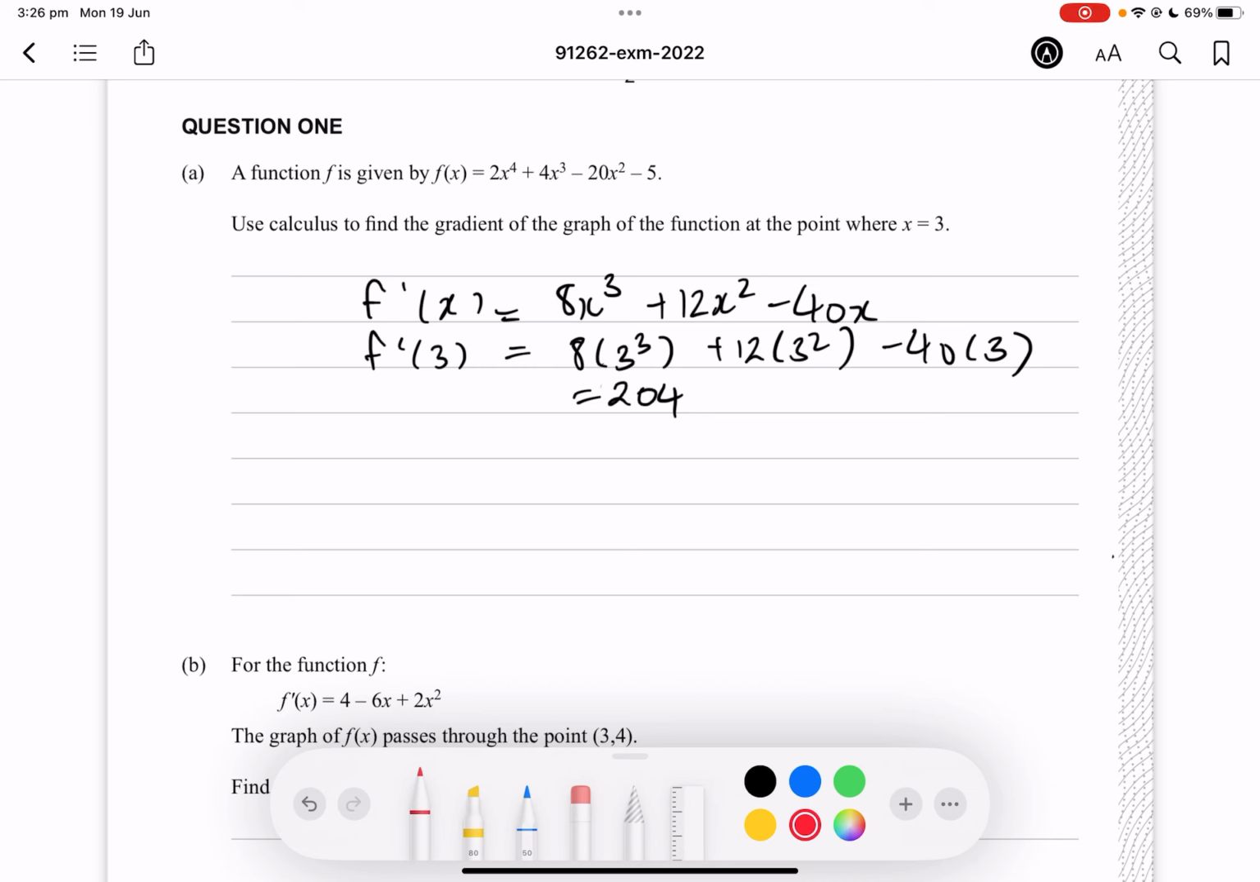And this should just be a very simple achieve level question. We see it every year. This is going to be the first question. Very simple, differentiate and plug in a point.